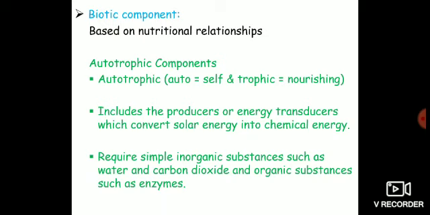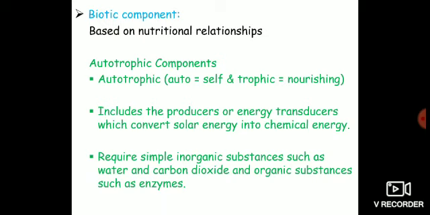Okay, and they are also known as producers, or energy transducers, because they convert the light energy of the sun into the chemical energy of different organic compounds, for example carbohydrates, fats, lipids, proteins, etc. And these organisms convert simple inorganic substances like water and carbon dioxide into complex organic compounds, in the presence of some organic substances, and these organic substances are enzymes.